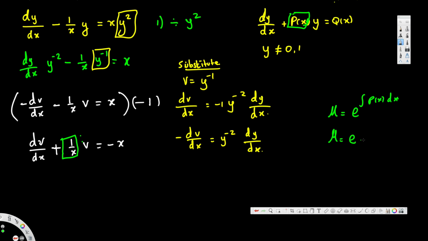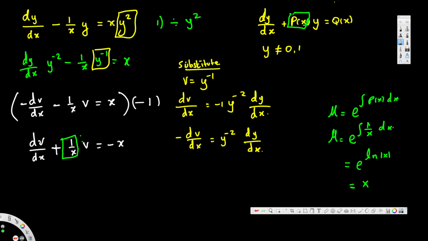Mu is equal to e to the power of the integral of 1 over x dx. The integral of 1 over x is ln of x, so e to the power of ln x gives x. And you don't have to worry about the constant when we do the integrating factor, because when we multiply both sides, it's going to cancel anyway, and e and ln cancel. Also, you don't have to worry about the absolute value, because even if it's negative, when you multiply both sides by a negative, it's going to cancel anyway. So we don't have to worry about the negative either.